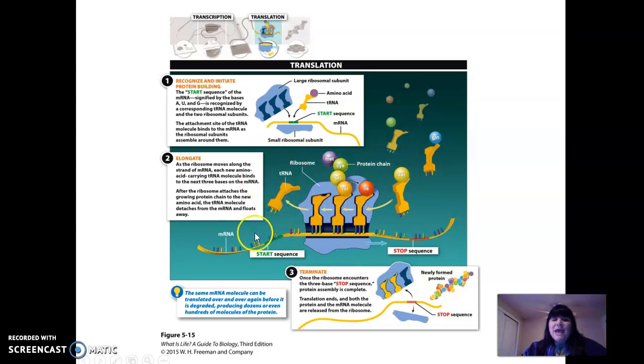So the process has a start, right? There's initiation, we start. There's elongation, putting on the amino acids. And then there's termination when we hit a stop codon and we stop. And when it stops, they release. And then now this chain of amino acids is the newly built protein.